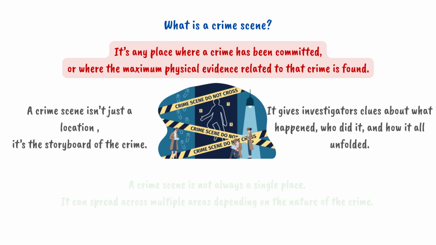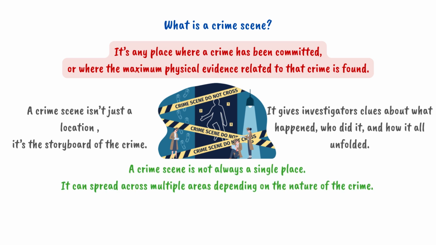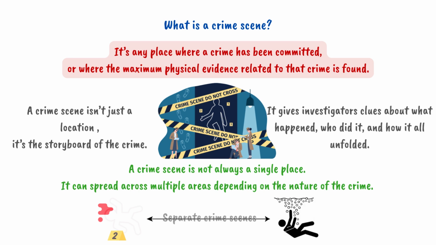And remember, a crime scene is not always a single place. It can spread across multiple areas depending on the nature of the crime. For example, if a person is murdered in one location and the body is dumped somewhere else, then both places become separate crime scenes, each holding different pieces of the same puzzle.